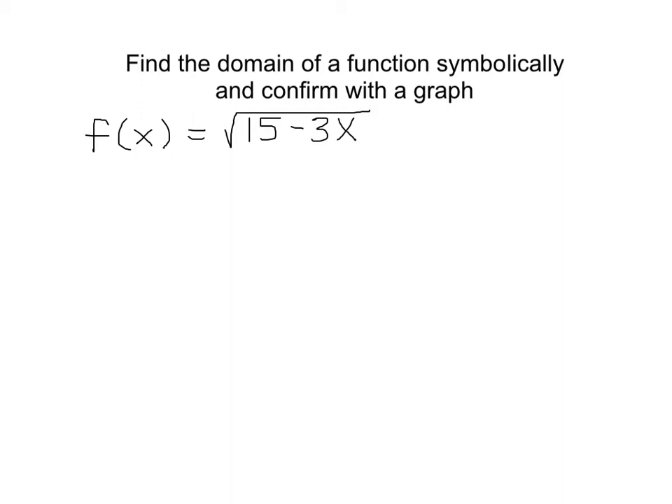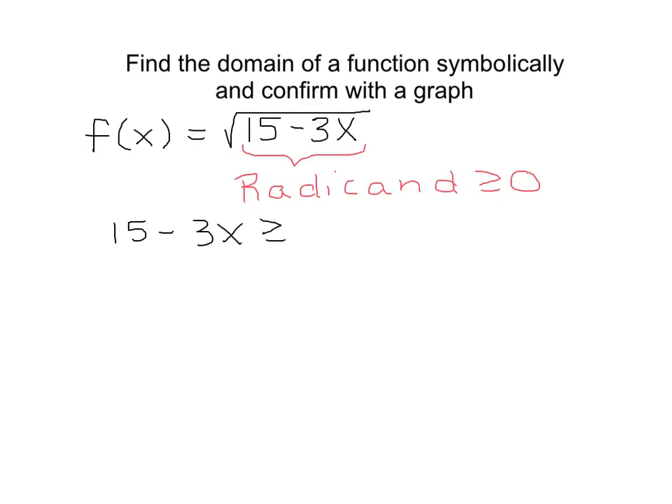And with a radical function, we know the radicand, what's underneath the radical, in order to be a real number, must be greater than or equal to 0. That is, it can't be negative. So in our problem, that means 15 minus 3x must be greater than or equal to 0. So we're going to solve this inequality, and that'll tell us what the domain should be for this radical function.